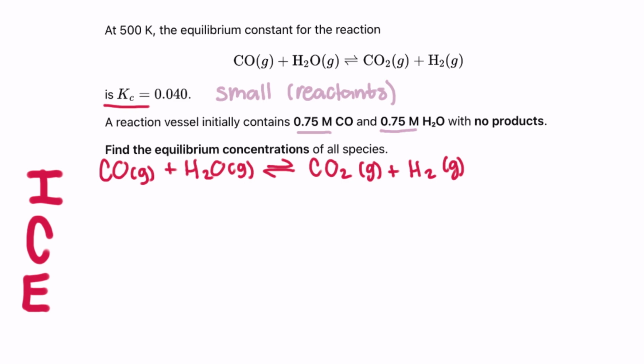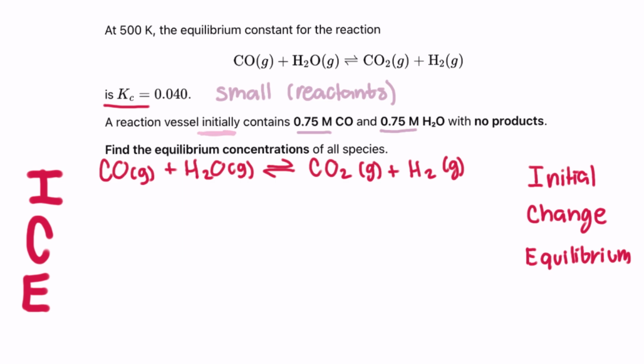Okay? Now, I in the ice table represents initial. The C is for change, and E is for equilibrium. Okay. So we are given initial concentrations. So we will start by plugging that in. We have initial concentration of CO and H2O.